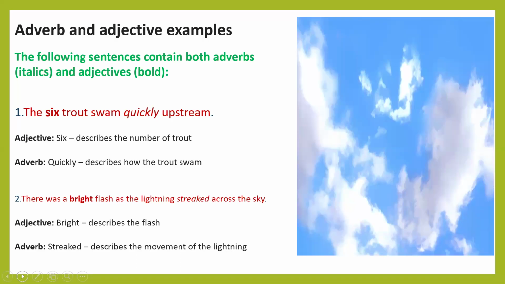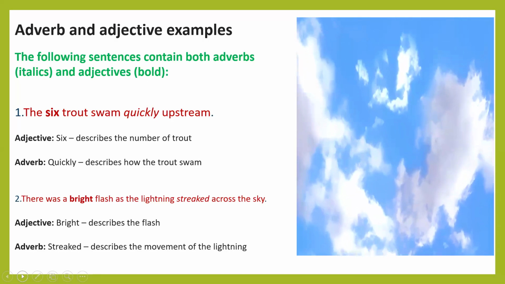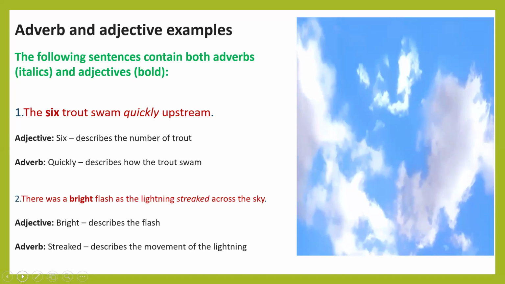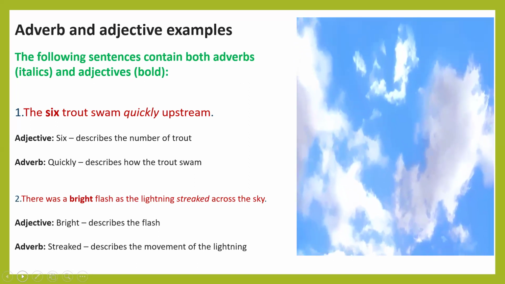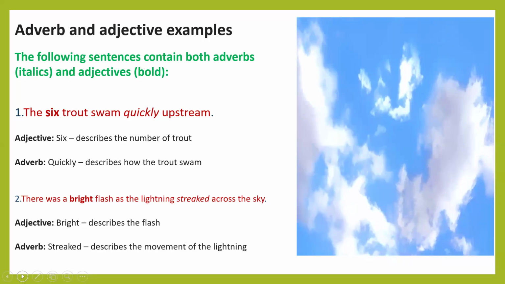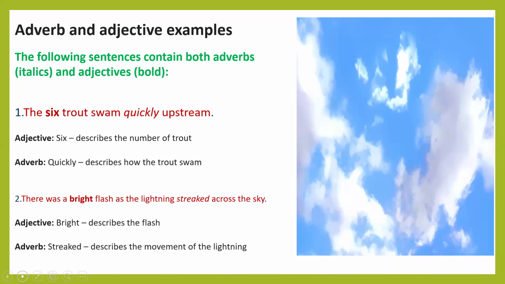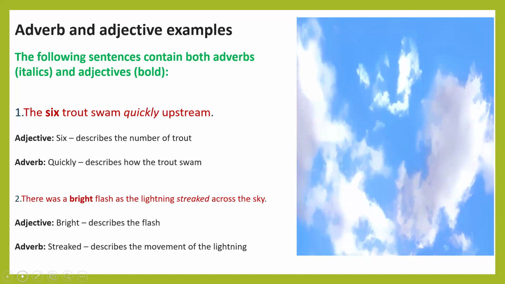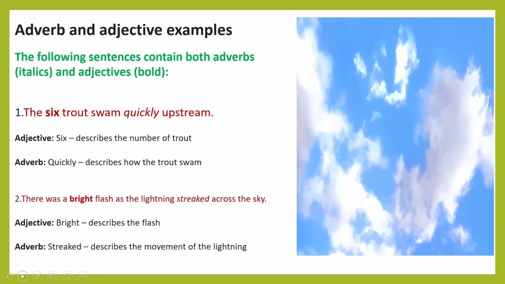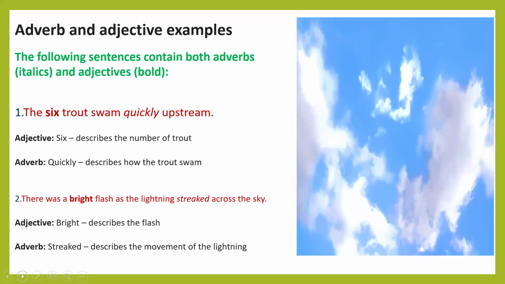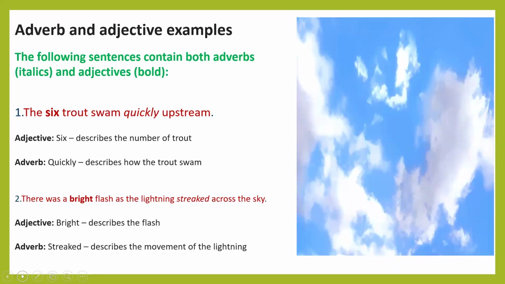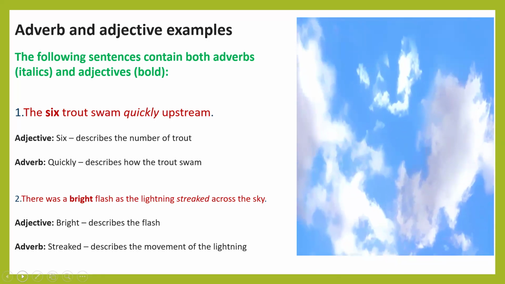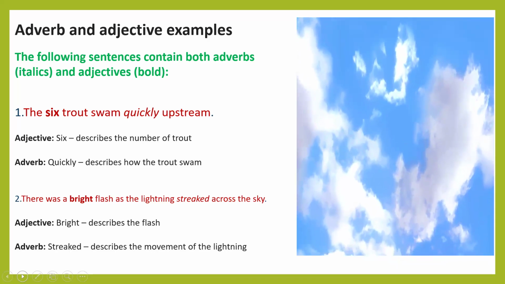Adverbs and adjectives, a few examples. The following sentences, a few of which are in the slides, contain both adverbs and adjectives. Adverbs are in italics and adjectives are in bold. The six trout swam quickly upstream. Quickly is an adverb. Six is an adjective describing the number of trout, and the adverb quickly describes how the trout swam.